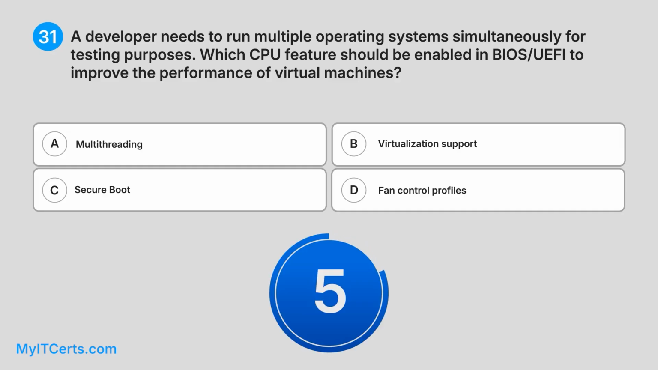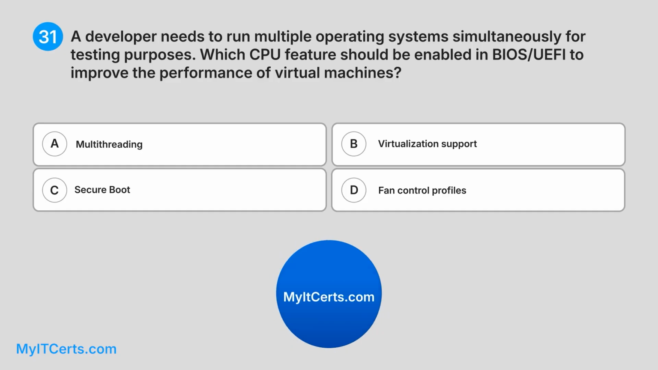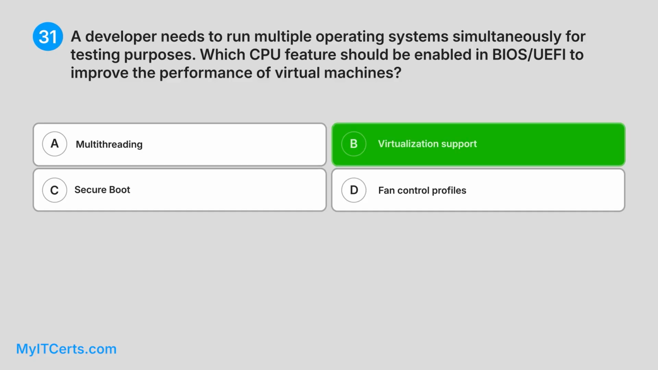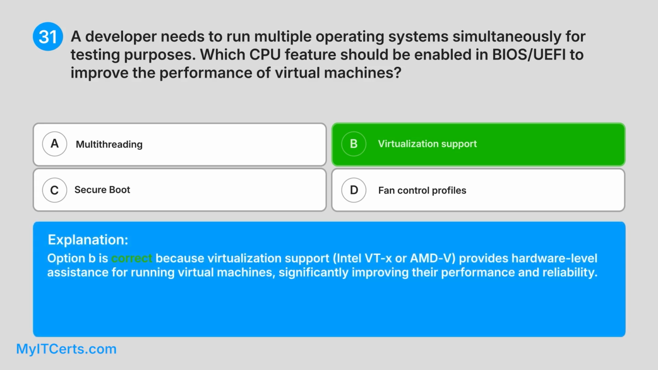Do you know the answer? Correct answer: B. Virtualization support. Explanation: Option B is correct because virtualization support, Intel VT-x or AMD-V, provides hardware-level assistance for running virtual machines, significantly improving their performance and reliability.